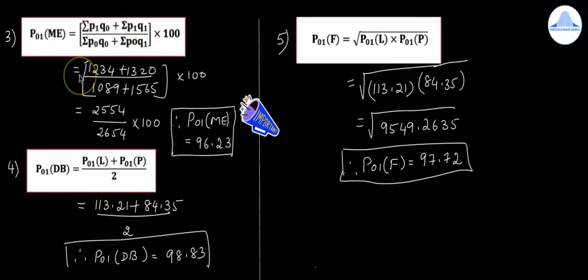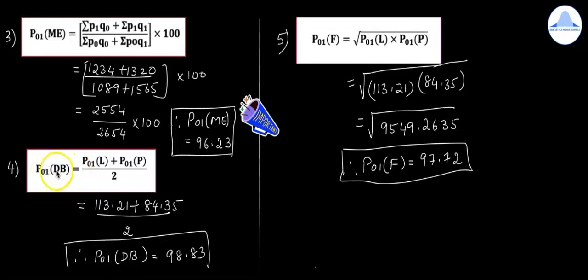So then next you substitute the total. So 1234 plus 1320 divided by 1089 plus 1565 into 100. So add the numerator, add the denominator and then multiply by 100. So 2554 divided by 2654 into 100, which gives P01 of ME as 96.23.